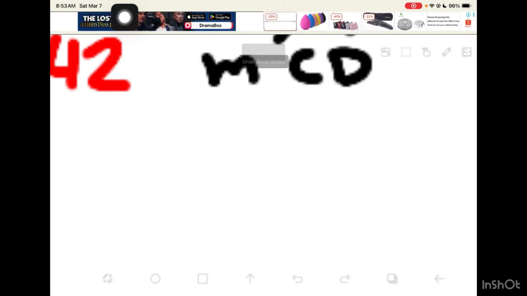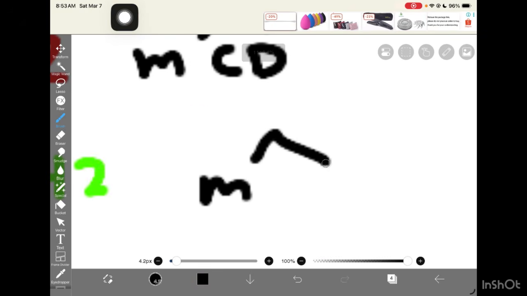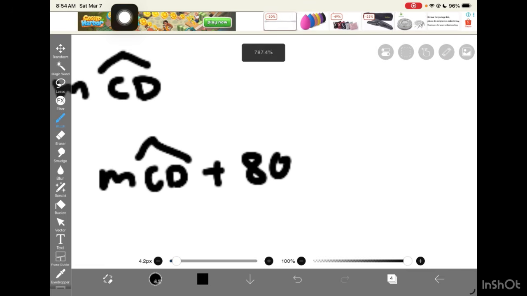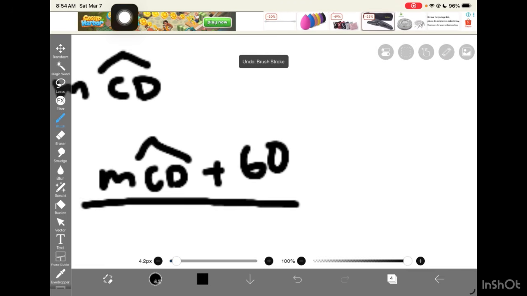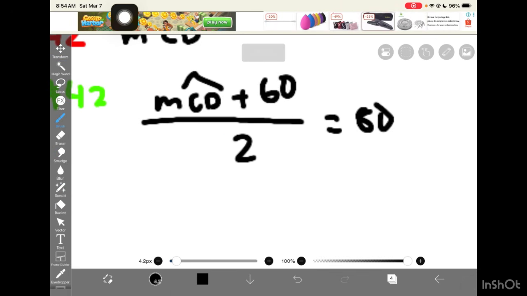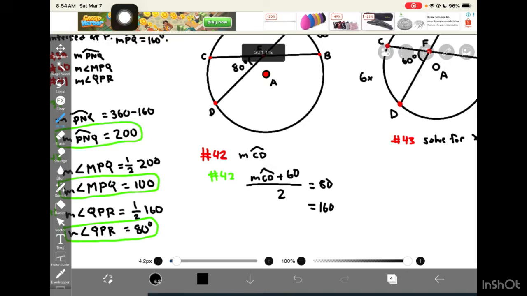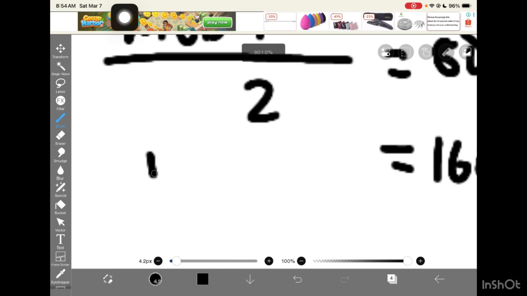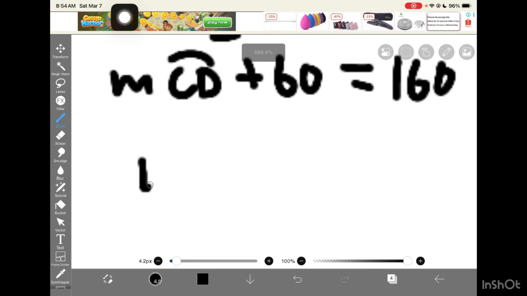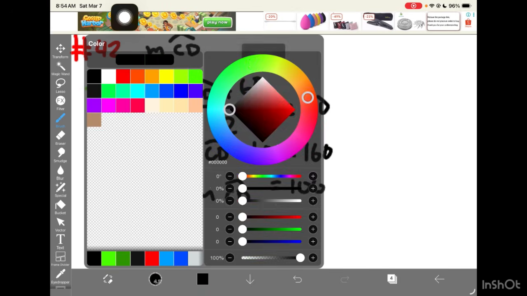So we can say that number 42, measure of arc CD plus 60 over 2 is equal to 80. Let's multiply both sides by 2. So we cancel out the 2. So this is equal to 160. And this is arc CD plus 60 equals 160. Arc CD is equal to 100 by transposition. So there we go.